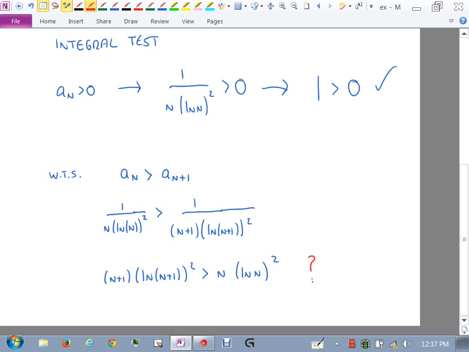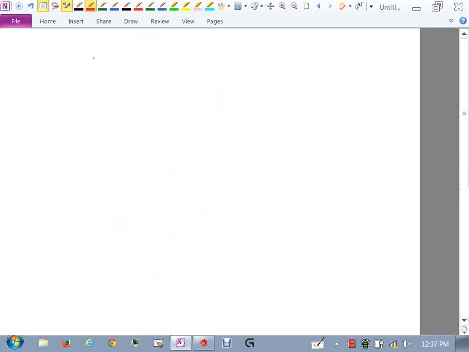If you have a function decreasing, the derivative is negative. So instead of trying to show this inequality is true, I'm going to look at this sequence up here as a function, and I'm going to show you that its derivative is negative. If I can show that the derivative is negative, the function's decreasing, which means the sequence is decreasing. It's a different approach to showing the same thing. So here's what I'll do. I'm going to let f of n be equal to 1 over n times natural log n squared. I'm going to find the derivative of this.